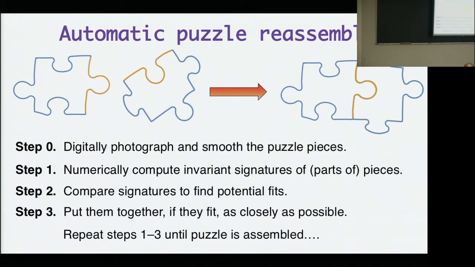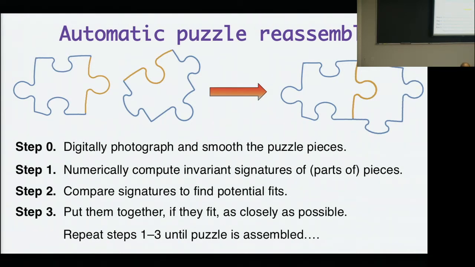So the first part is, of course, to digitally photograph and smooth the puzzle pieces. You have to be quite accurate in your photograph, the way the algorithm works. And the smoothing turned out to be a little bit challenging, and we came up with an ad hoc smoothing technique. We tried some of the well-known smoothing techniques like curve shortening flow and so on, and they erased too many of the important features too rapidly. So we ended up with an ad hoc smoothing technique based on spline interpolation and then respacing the points to be equally spaced and applying that many times. So that was the first step.